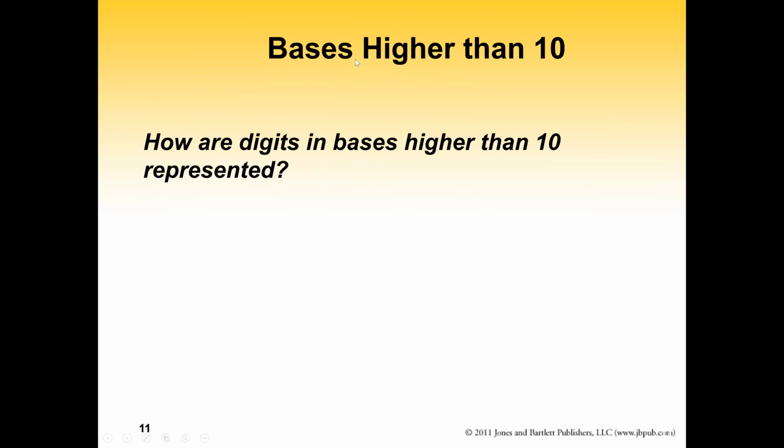So, bases higher than 13: how are digits in bases higher than 13 represented? We say with distinct symbols for 10 and above. This is where hexadecimal comes in. When we say base 13, in English, the possible digits we have are 0 to 9, so we are going to add A, B, and C, because C will be our 13th position, which is 12.